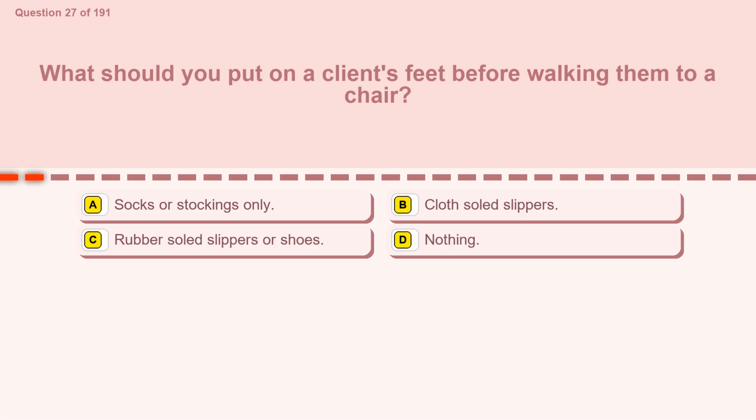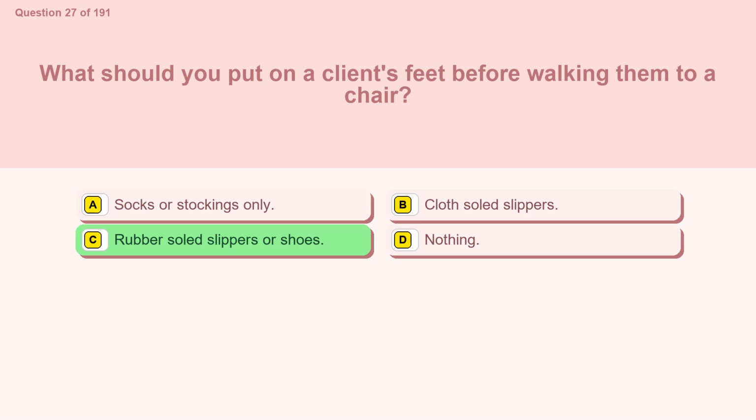Question 27. What should you put on a client's feet before walking them to a chair? Option A. Socks or stockings only. Option B. Cloth-soled slippers. Option C. Rubber-soled slippers or shoes. Option D. Nothing.